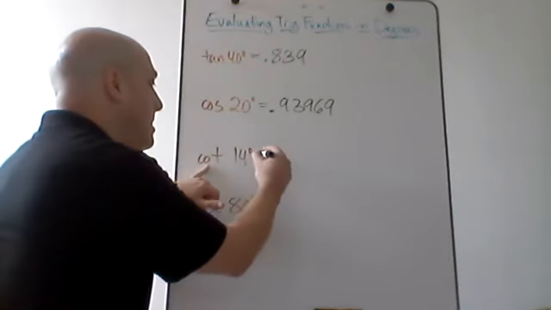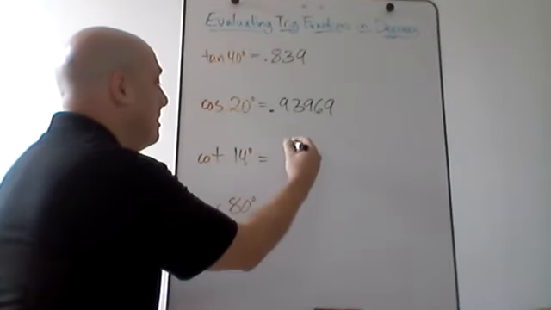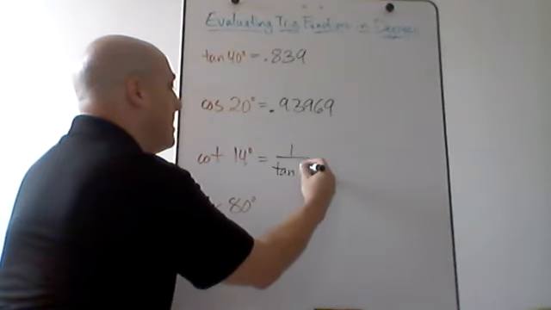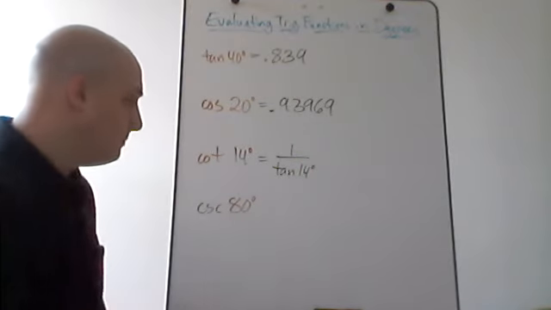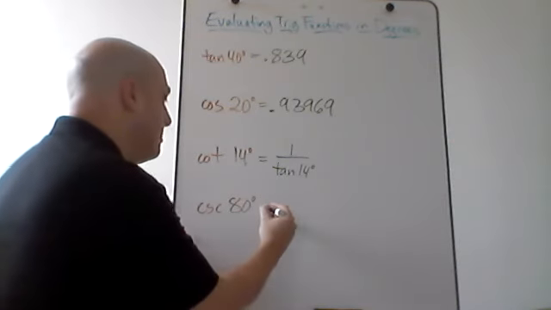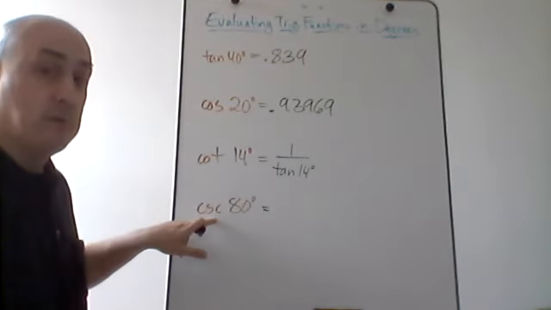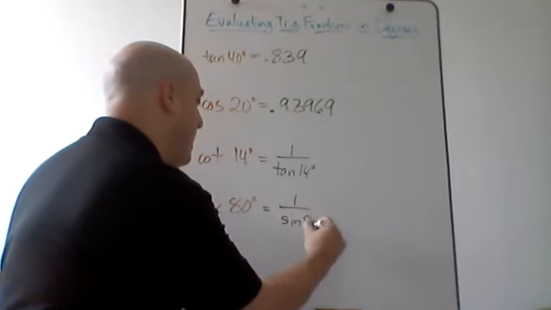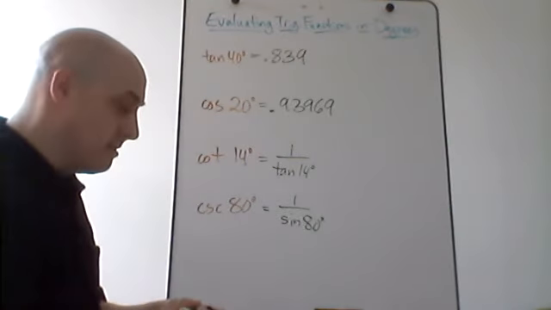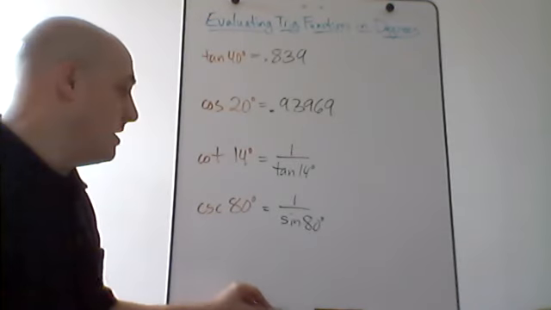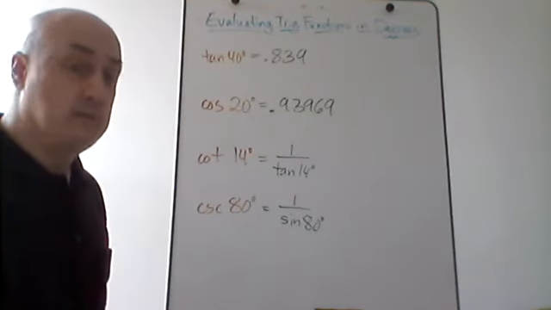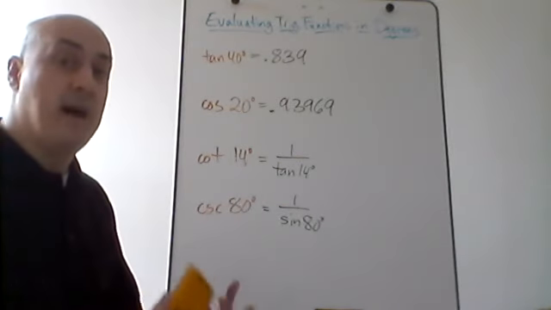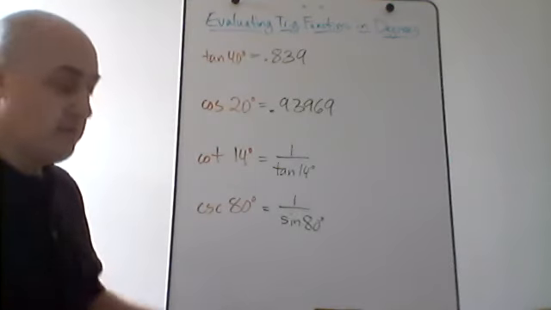Cotangent is the reciprocal of tangent. So cotangent of 14 degrees is the same as 1 over the tangent of 14 degrees. And while I'm here talking about it, cosecant is the reciprocal of sine. So cosecant of 80 degrees is going to be 1 divided by the sine of 80 degrees. And then the secant function is the reciprocal of the cosine function. We don't have an example of that here, but if you have to do secant, it would be 1 divided by cosine of whatever your degree measure is.